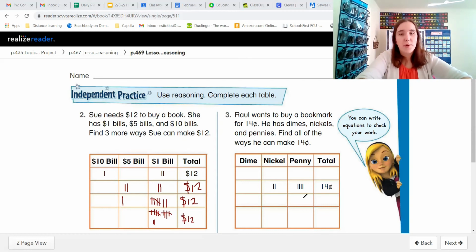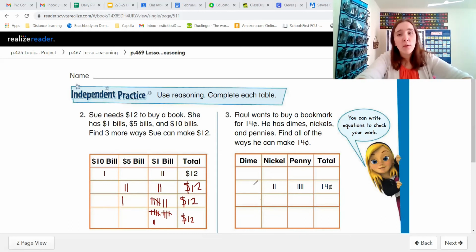Okay, you're going to do number 3. Let's read it. Raul wants to buy a bookmark for 14 cents. He has dimes, nickels, and pennies. Find all of the ways he can make 14 cents. So there are 3 ways that you need to fill in on the chart. Take your time, do your best, and then come back to me when you think you found all 4 ways.